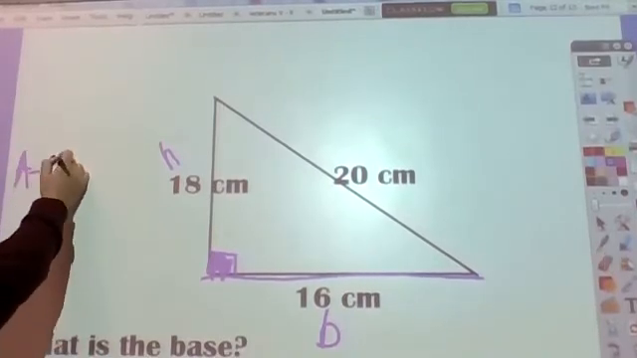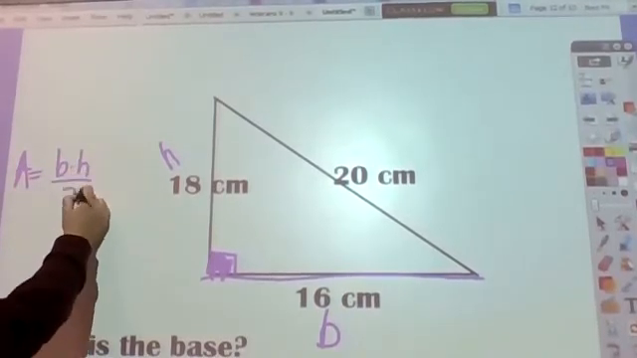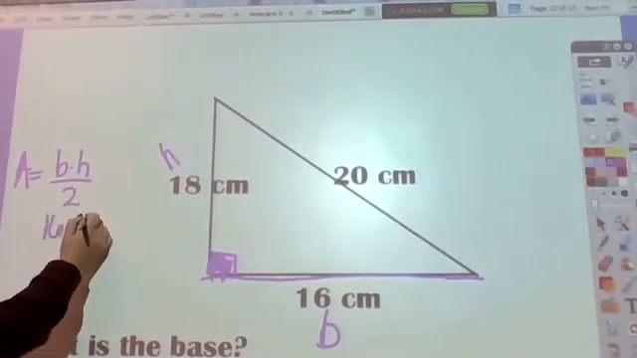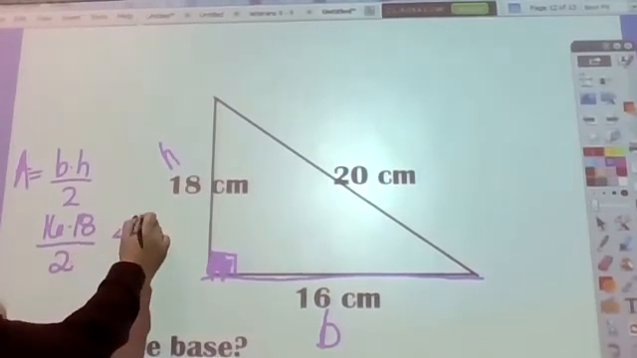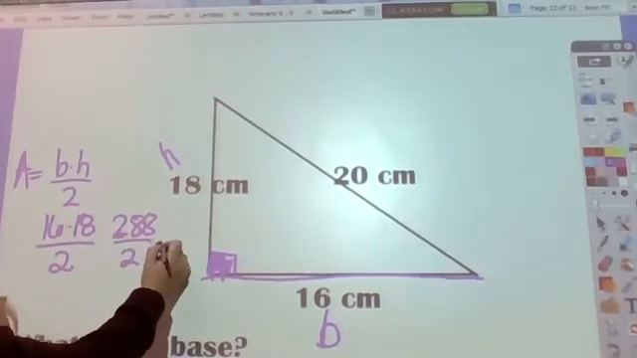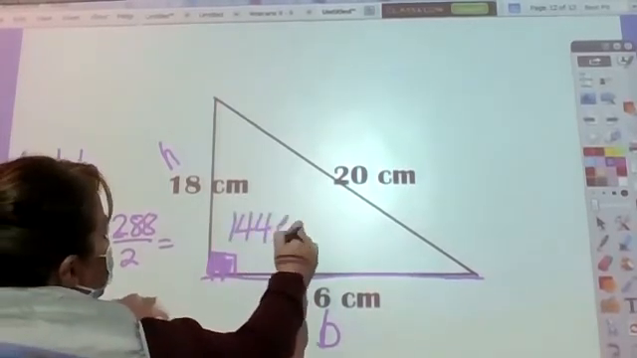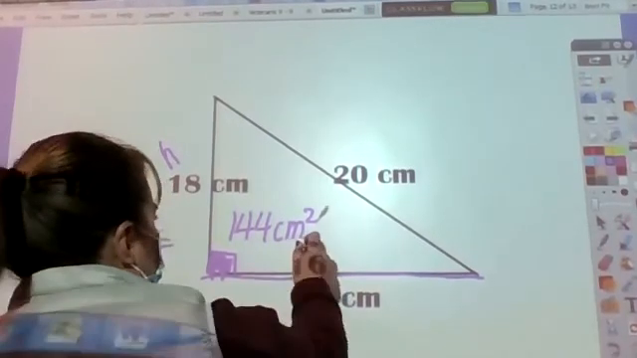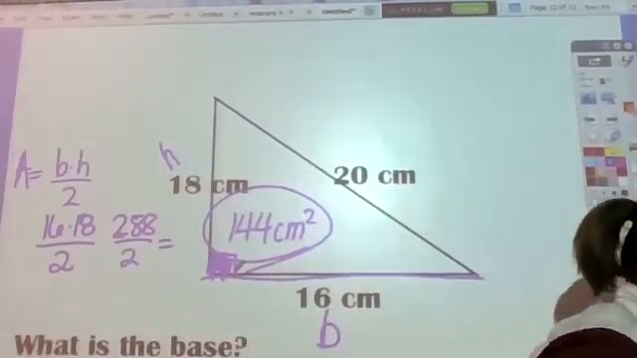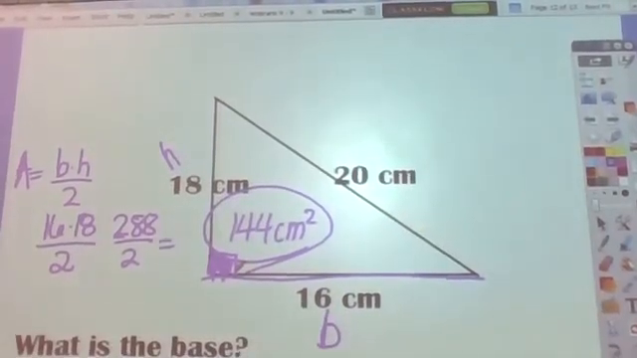So area equals base times height divided by 2, right? So if our base is 16 and our height is 18, we're going to multiply those together and then divide that by 2. All right. So 16 times 18 is how much? 288. So 288 divided by 2 is 144 centimeters squared. Or what you could do is you could go half of 16, which is 8, and 8 times 18 is 144. And don't forget, when you label it, it's centimeters squared. Got it? Okay. All right.